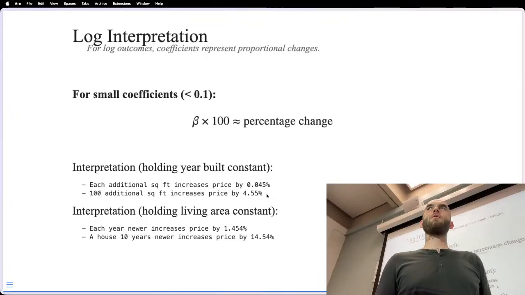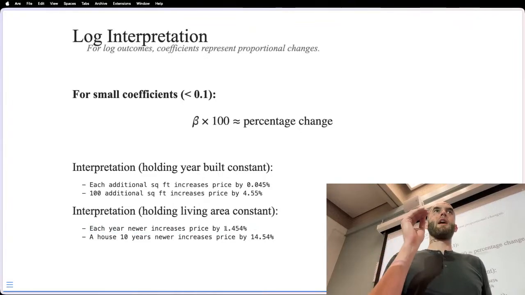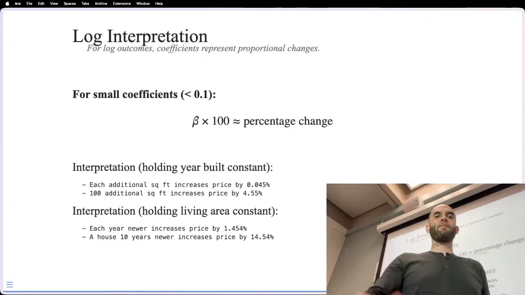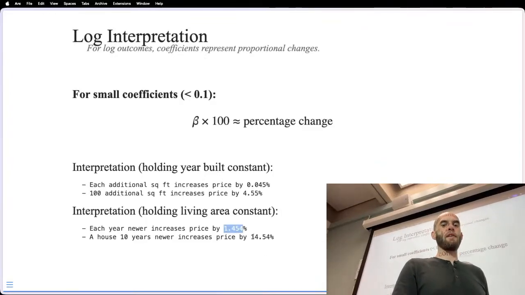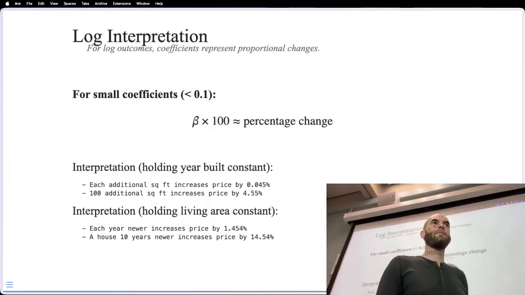So some of you will use log as an outcome variable. The other thing we can do is talk about the estimate on year. We also got an estimate for the impact of an additional year newer on the price of houses. And what we found is that every year increases the price by about 1.5%, or 10 years by 15%, which is pretty substantial. All right, any questions here?